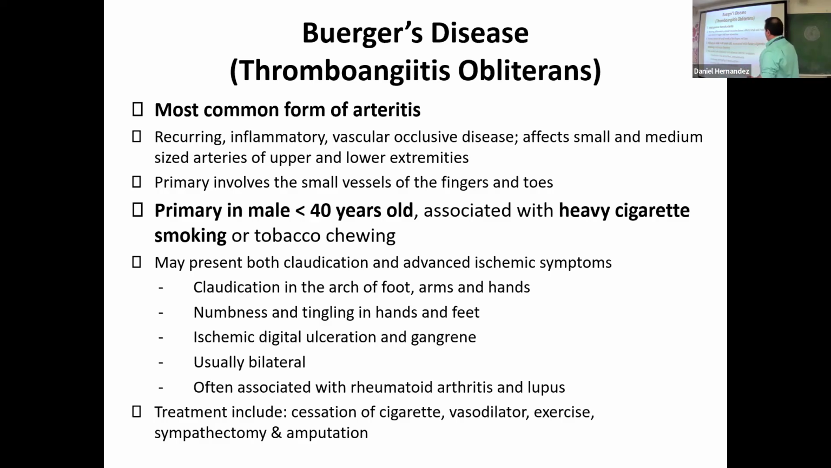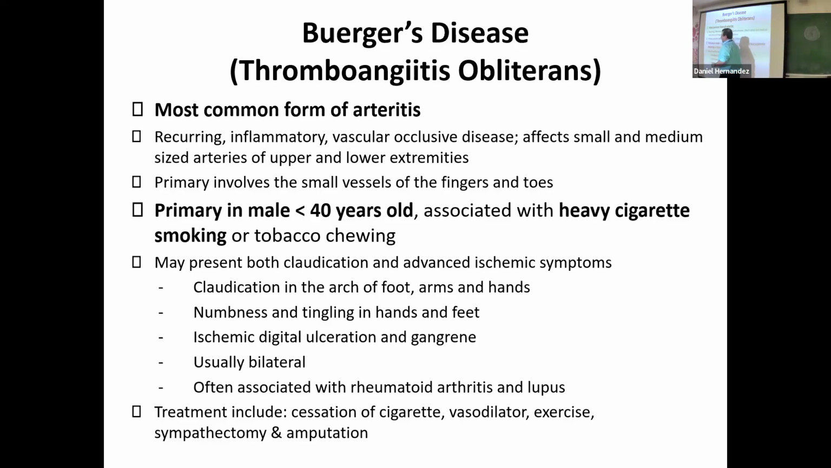So it's a reoccurring inflammatory vascular occlusive disease that affects small and medium-sized arteries of the upper and lower extremities. So it primarily affects the vessels of the fingers and the toes. The patient population that's most commonly affected are going to be males that are younger than 40, associated with heavy cigarette smoking and tobacco use.